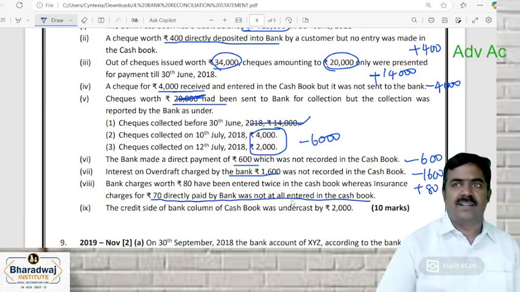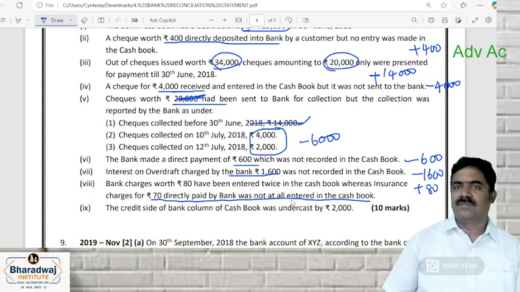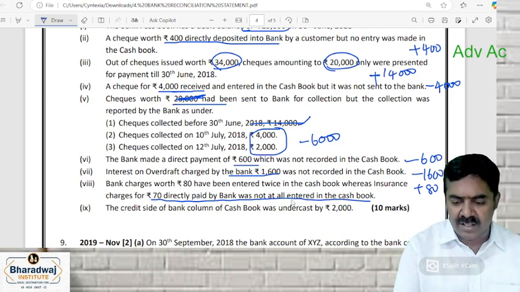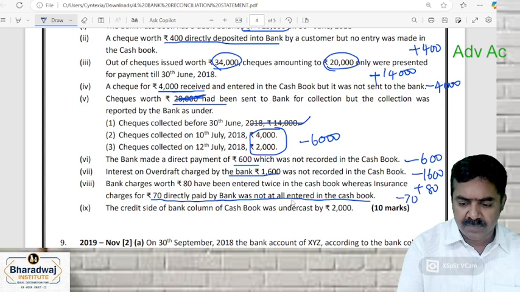Then insurance charges paid by the bank not entered in the cash book. Insurance charges we deducted. Customer has not deducted. What to do? நம்ம deduct பண்ணிருக்கோம், customer deduct பண்ணல. We should add back, but OD starting point நால do the opposite, minus 70.